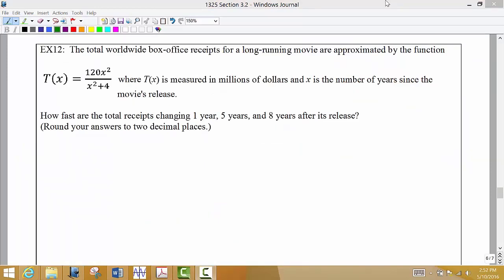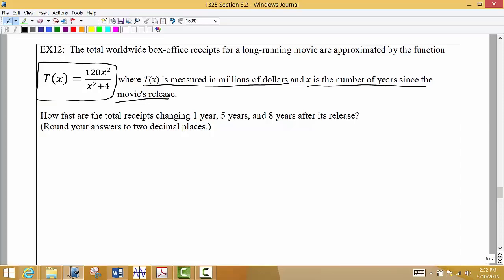All right, in this example, we are looking at worldwide box office receipts for a long running movie, and these receipts are approximated by this function here. So ticket sales, we'll call that T for ticket sales. T of x equals 120x squared divided by x squared plus 4. Ticket sales are measured in millions of dollars, and x represents the number of years since the movie's release.